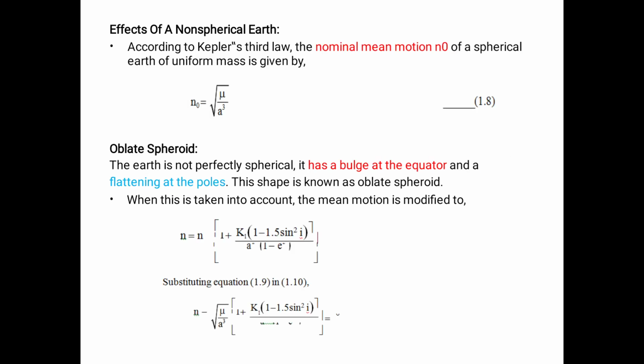Effect of the non-spherical Earth. According to Kepler's third law, the nominal mean motion n0 of a spherical Earth of uniform mass is given by n0 equal to the square root of mu by a cubed. Oblate spheroid: the Earth is not a perfect sphere. It has a bulge at the equator and flattening at the poles. This shape is called an oblate spheroid. When it is taken into account, we have the mean motion n equal to n0 into 1 plus K1 (1 minus 1.5 sin squared i) by a squared (1 minus e squared).